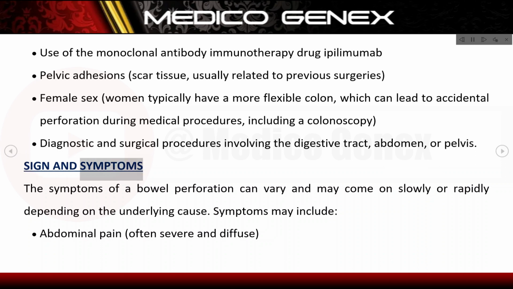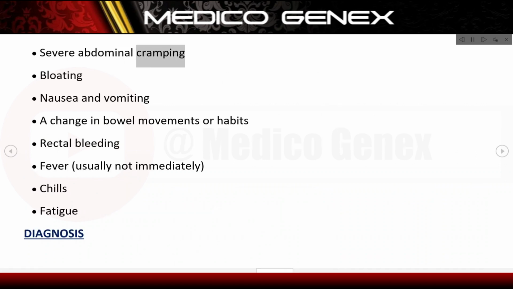Signs and symptoms. The symptoms of a bowel perforation can vary and may come on slowly or rapidly depending on the underlying cause. Symptoms may include abdominal pain, often severe and diffuse, severe abdominal cramping, bloating, nausea and vomiting, a change in bowel movements or habits, rectal bleeding, fever, usually not immediately, chills, fatigue.